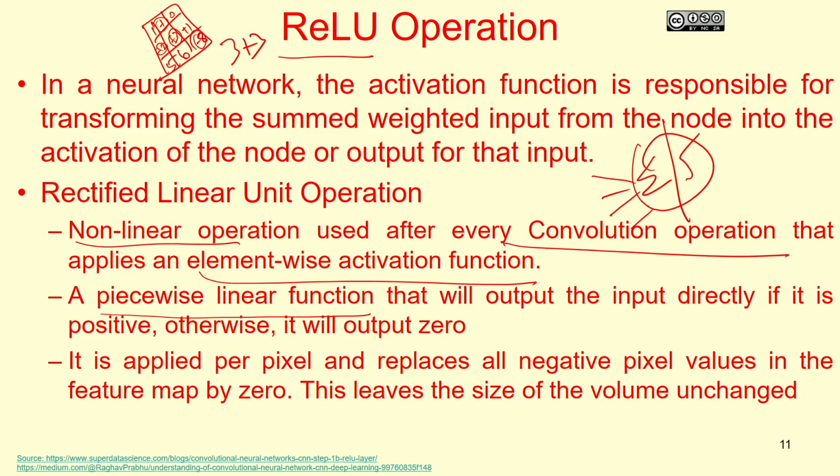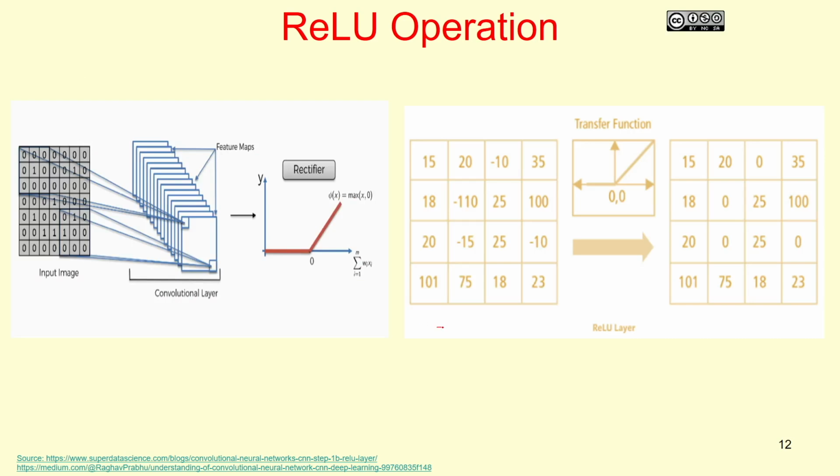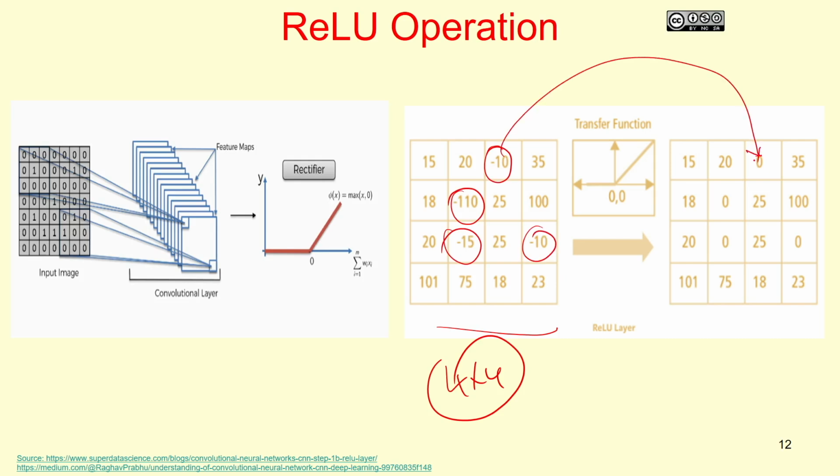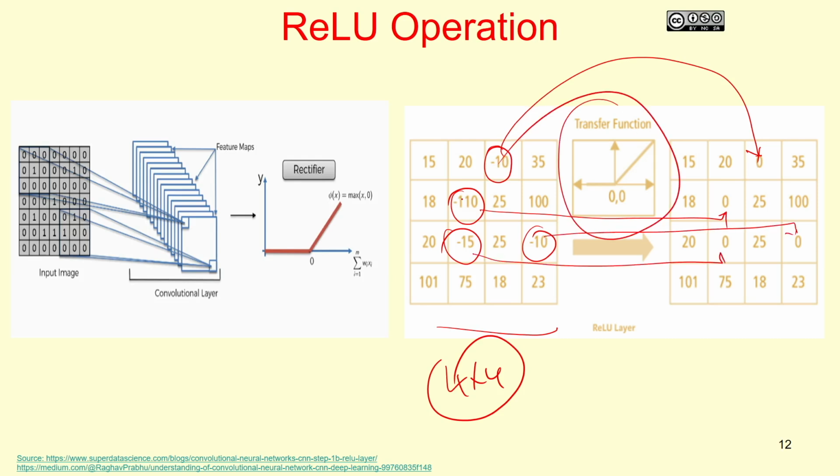So, first in the convolution operation what happened? A 5 cross 5 image is converted into a 3 cross 3 image, right. But in the case of ReLU, the operation changes the values. See, look at the image here. It is, I think, a 4 cross 4 matrix. Which are the values that are negative? -10, -110 and -15, -10. Look at it, the -10 is changed to 0, this -110 is changed to 0, this -15 is changed to 0, this -10 is also changed to 0 by applying the transfer function, otherwise called the activation function.